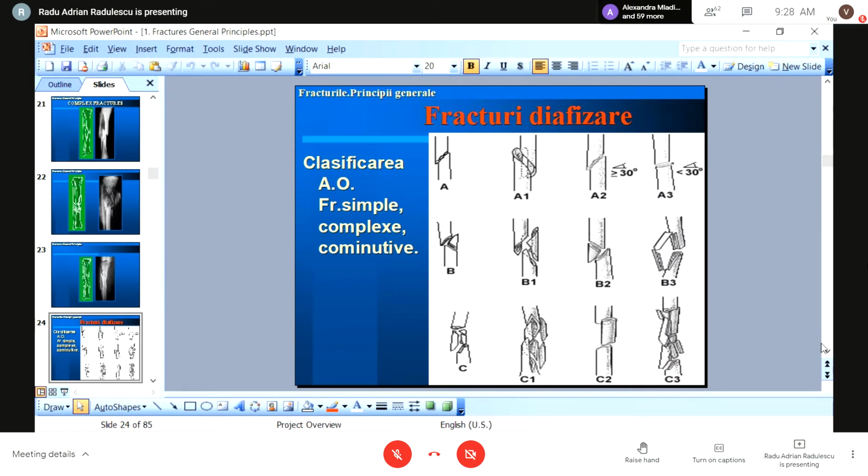Well, we have a classification system which is used for all the fractures in our body. It's called the AO classification system. AO comes from the French words association d'osteosynthèse.